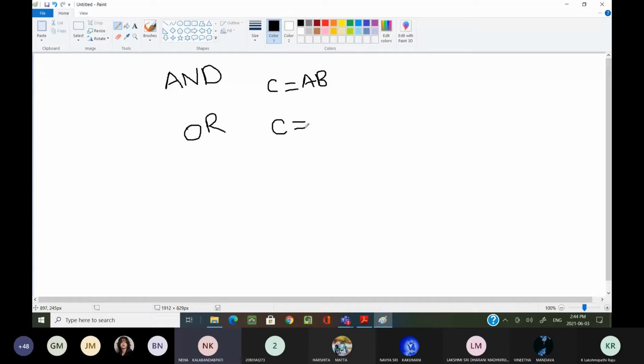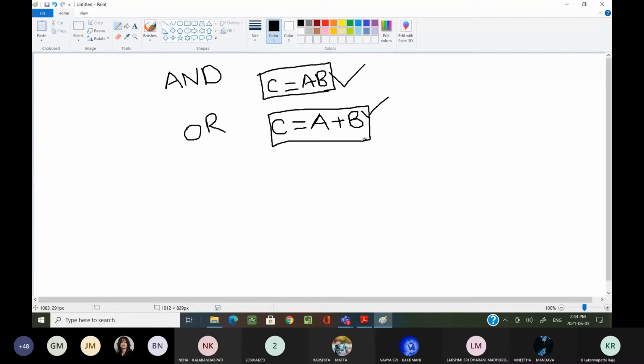Okay, how am I writing these things? Can you tell me how I am writing this logical expression, C equal to AB or C equal to A plus B? How are we writing these logical expressions? In the morning class, I already told you, based on some important point, we are writing these logical expressions.